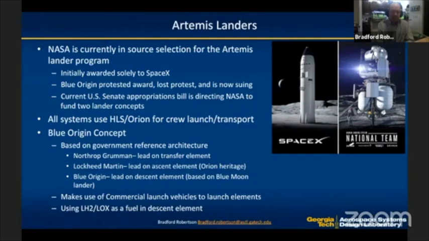Last I checked in the news, they're directing funding for two lander concepts, which people are saying might include Blue Origin. Blue Origin is definitely using more of the three-element system that I talked about before, a similar reference architecture. They're partnered with traditional old space companies like Northrop Grumman and Lockheed Martin, using commercial launch vehicles for those elements, and hydrogen and oxygen as fuel in their descent elements. You can see the large hydrogen tanks in the picture from Blue Origin.